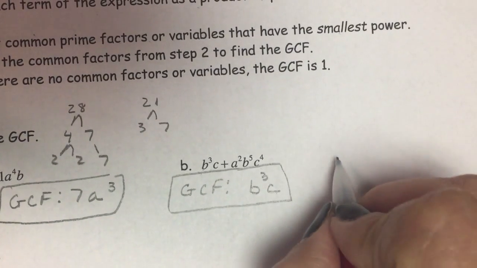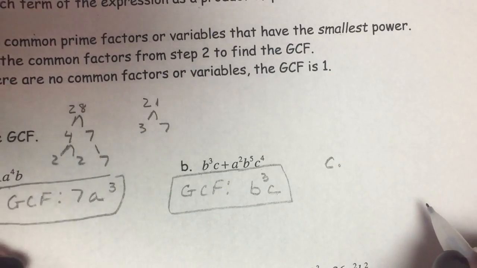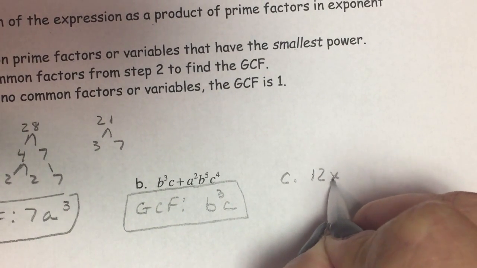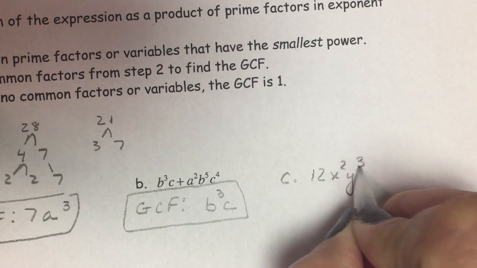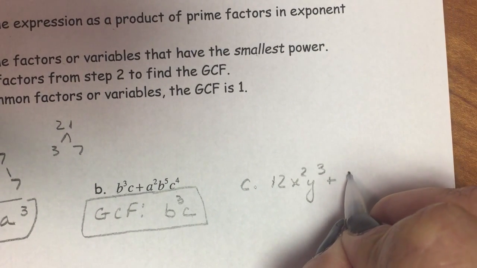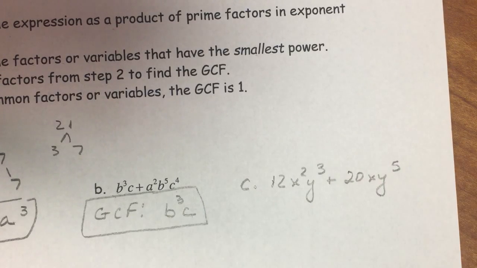Here, I'm going to write another one here. It's not in your notes, but let's just practice one more time for the greatest common factor. So let's say I had 12x squared y cubed, and let's also say that I had 20xy to the 5th. So write that down.